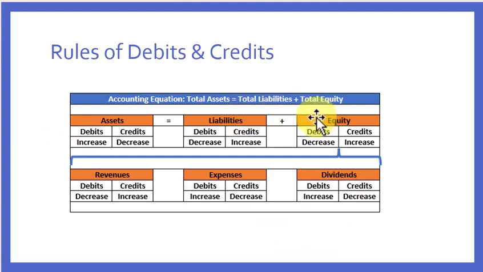Liabilities and equity are going to behave in just the opposite way because they are on the opposite side of the equation. Okay, so for liabilities and equity, we are going to debit to decrease and we are going to credit to increase.